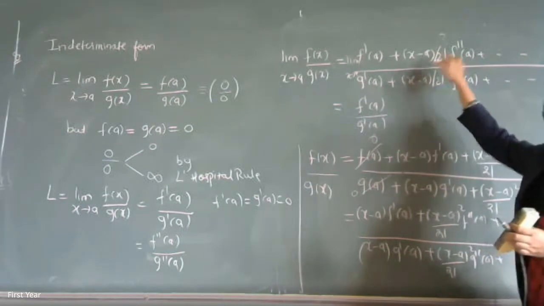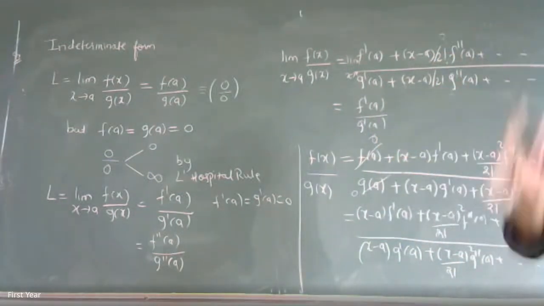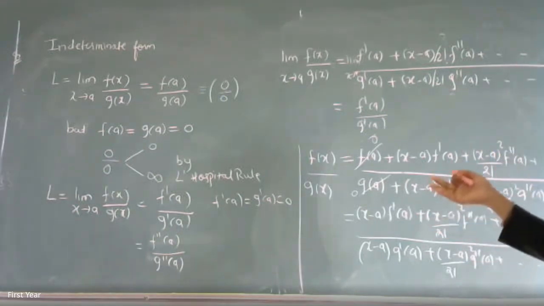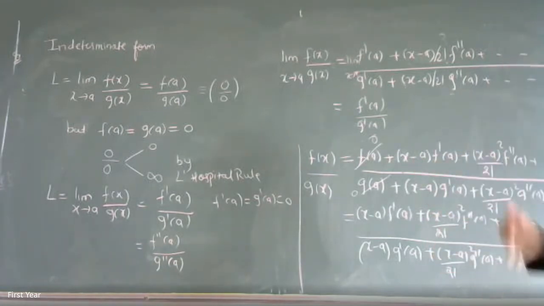So x minus a by 2 factorial will be common; take it out and cancel it. What will be the constant term? f double dash upon g double dash and so on. So again, when you put x is equal to a, the further terms will become 0, and f double dash upon g double dash will remain. That's your answer. Is it okay? Clear, everyone?